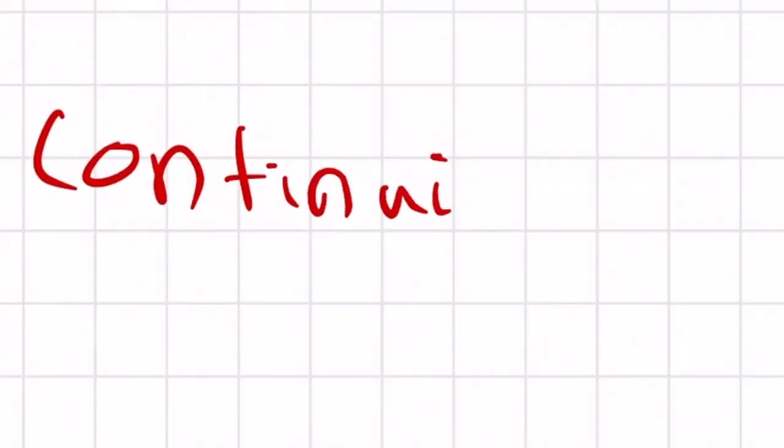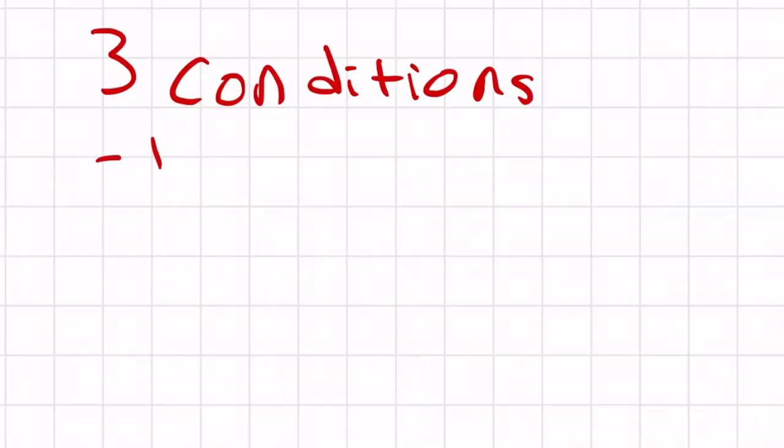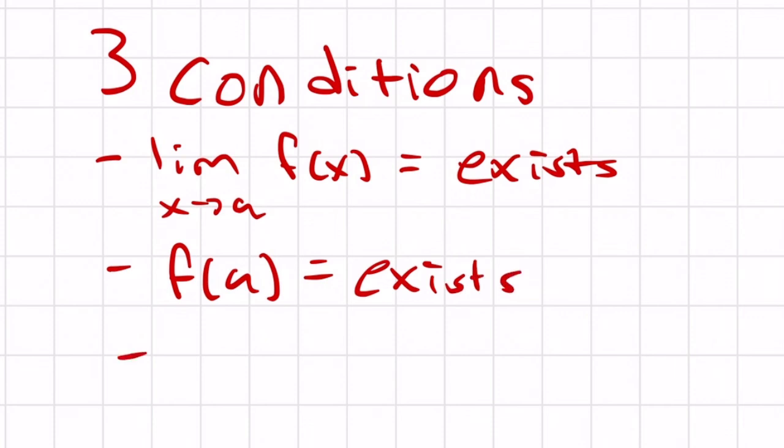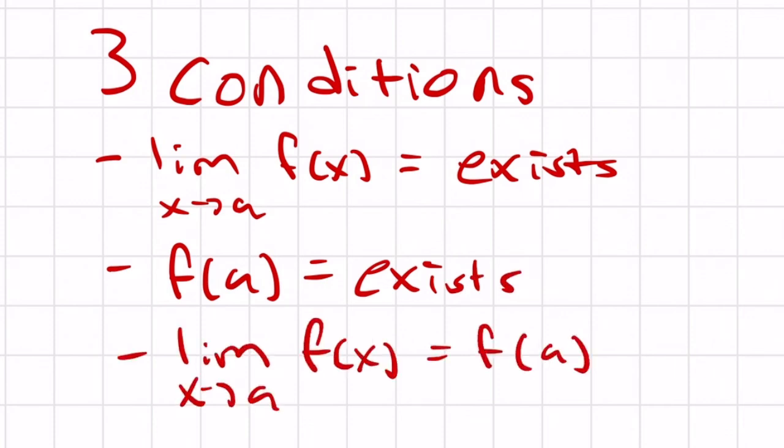Finally, let's talk about continuity. There are three conditions for a function to be continuous. First, the limit must exist at the specific point. Second, the actual value must exist at that specific point. And finally, both the limit and the actual value must be the same number.